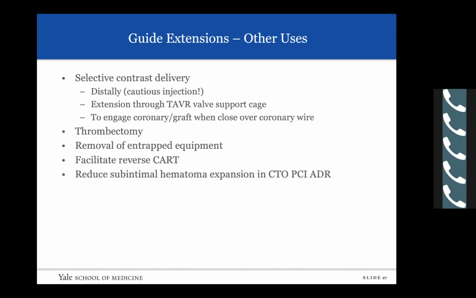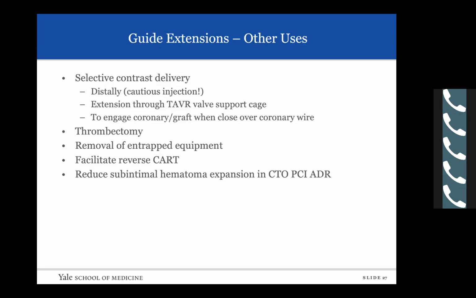Some of the other uses besides delivery, you can give selective contrast. If you have clear pressure waveforms and you need to selectively inject the circ versus the LAD, or there's an anomalous coronary that you need to engage, sometimes it provides you the extra length. Similar going through a TAVR valve, or to engage when you can get a wire down, but you just can't get the catheter close. In the past, we've used it for thrombectomy. I think that's probably not a good idea given our current tools and equipment. And I think there are better ways to do that.